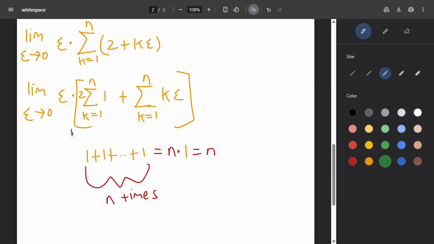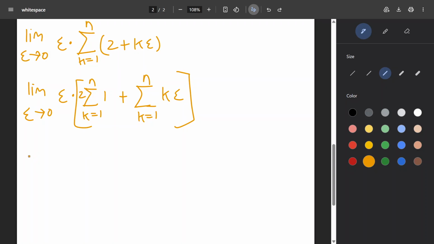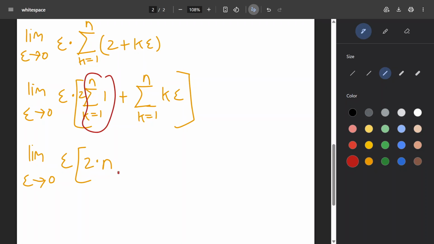So this first one we wrote here, that's when k was equal to 1. The second one here is when k equals 2, so on and so forth until we reach our last k. So this just tells us how many times to add 1 to itself. That's n times. So we know that this first bit here evaluates to 2 times n, because this entire summation here became n, right?